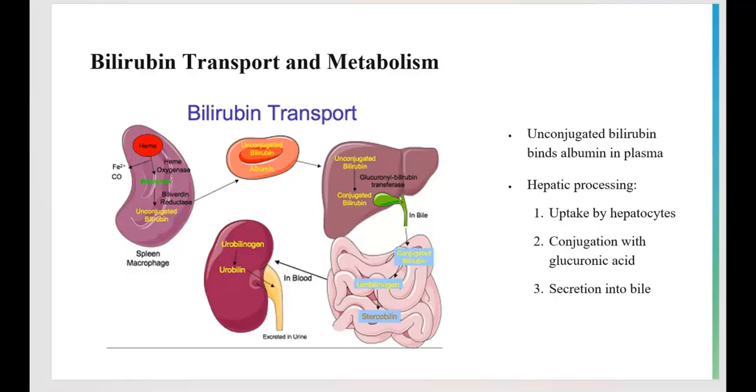Bilirubin transport and metabolism. The unconjugated bilirubin is bound to albumin and transported to the liver. Metabolism of bilirubin occurs in the liver and is secreted through the bile. This picture shows the bilirubin metabolism in the liver and the excretion into the bile.